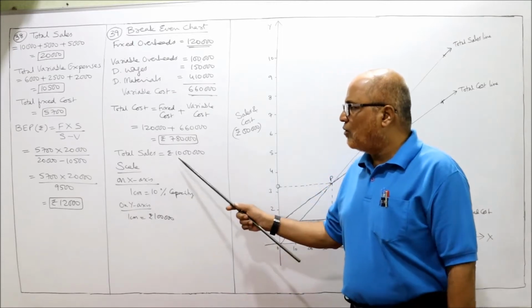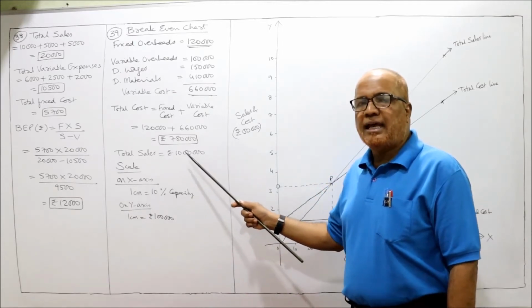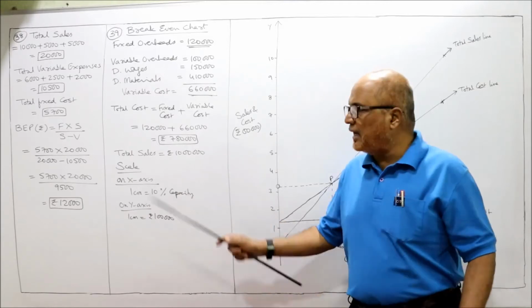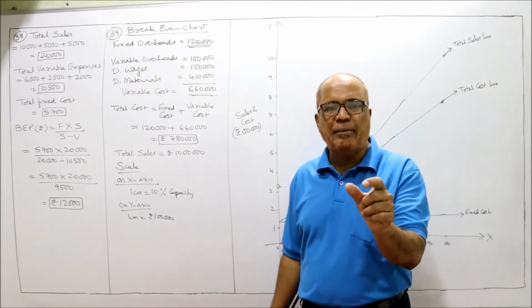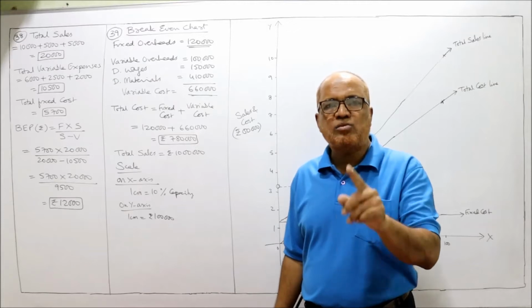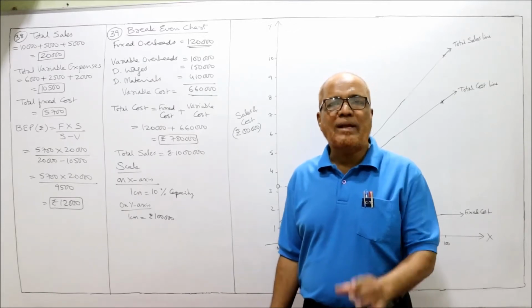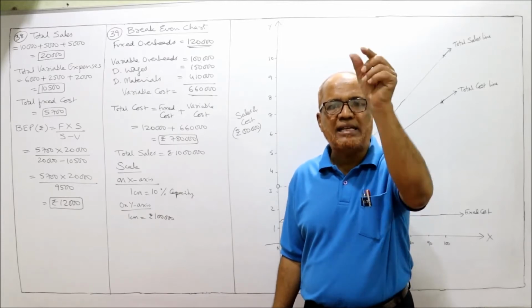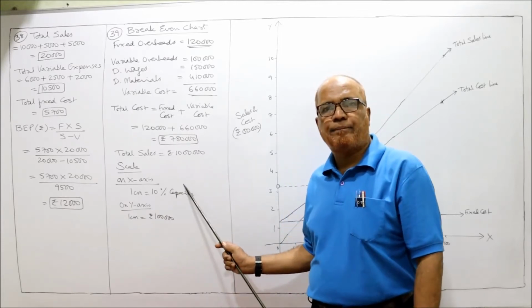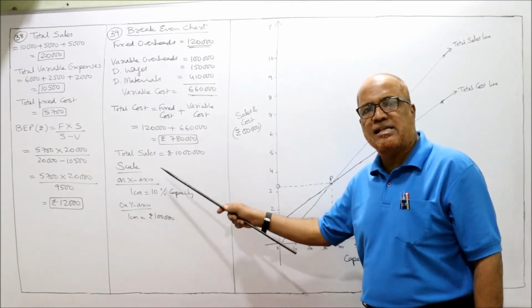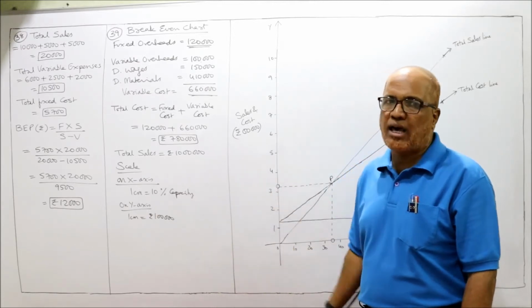So what we'll do is, 10 lakh is there. 10 lakh divided by 10 centimeters, you will get 1 lakh. That means 1 centimeter will take 1 lakh rupees. 1 centimeter, 1 lakh. So 10 centimeters, 10 lakh. Right? So on the y-axis we take 1 centimeter equals 1 lakh. This is the scale. We'll take it on the graph.